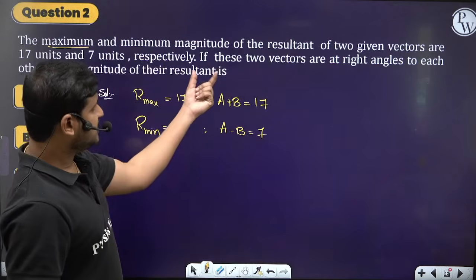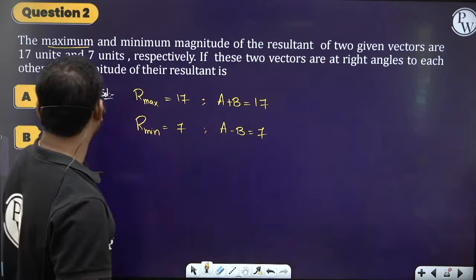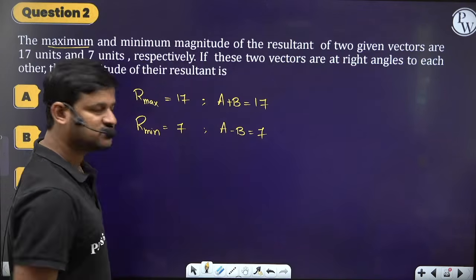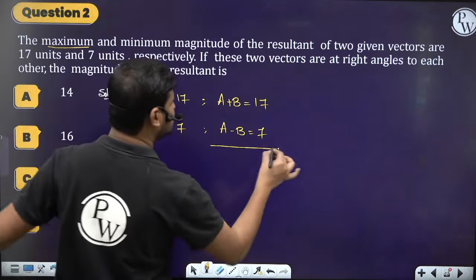So now if these two vectors are at right angles to each other, to find the magnitude of their resultant, let's first find the magnitude of each vector. So we have got A plus B and A minus B.